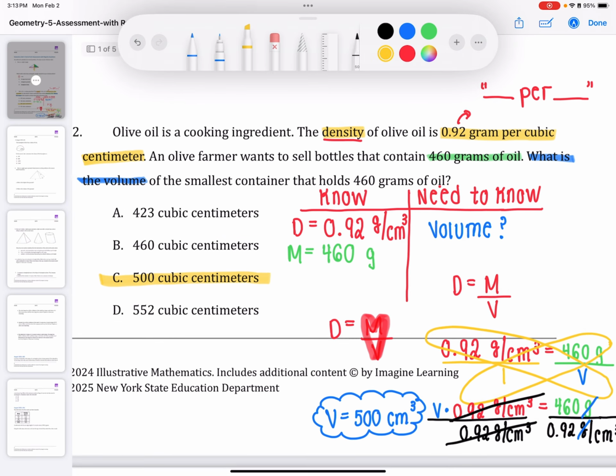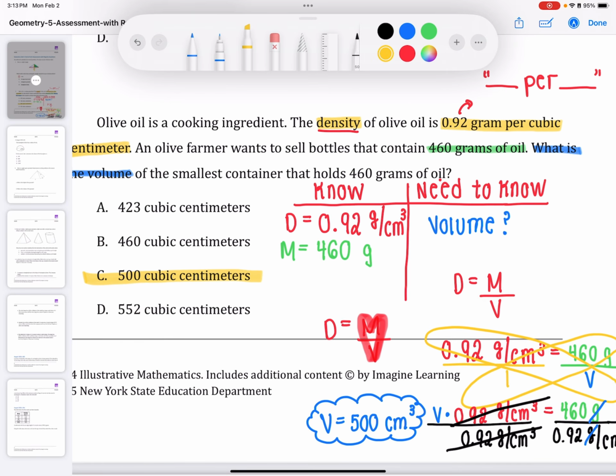And remember, we can then plug it back into D equals M divided by V. So if this was on the Regents, right, and you have all these answer choices, you would just take your mass, 460, and divide by each of the answer choices until you get a density that is 0.92 grams per cubic centimeters.